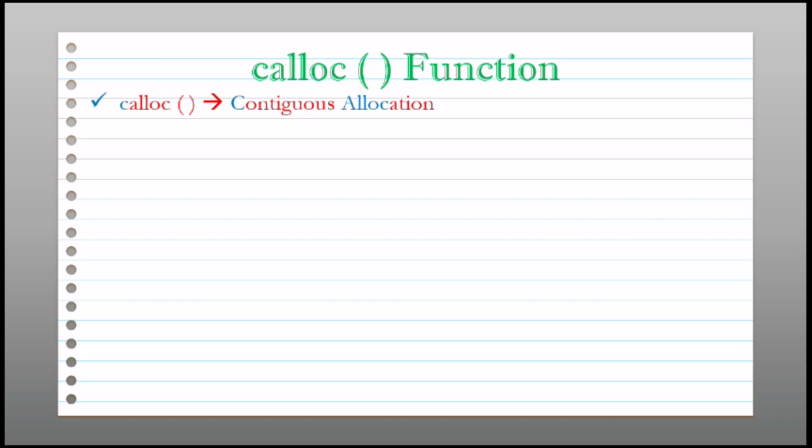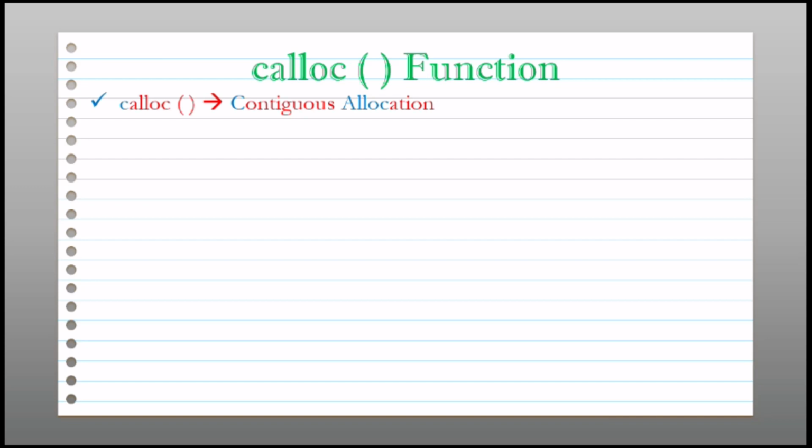Suppose the user wants 5 blocks of memory and each block should hold 20 bytes of memory. Then by using the calloc function, 5 blocks which hold 20 bytes each will be allocated in the memory. That is, a total of 100 bytes will be reserved in the memory. And it also returns the address of the first byte of the first block through the pointer variable.